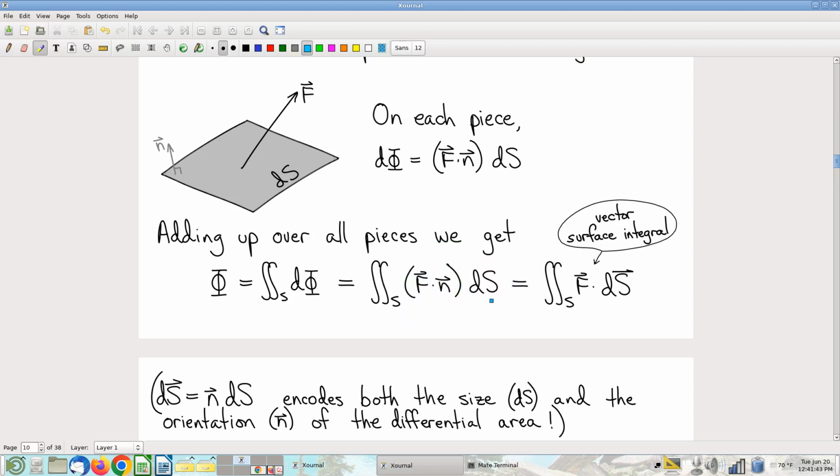Okay, so following the previous notational pattern, I'm going to group these two things, both of which are telling me about things having to do with the surface. This telling me how big is my little piece of surface. This telling me the orientation of my little piece of surface. All of that together, we're going to call the ds vector. And it's just a notational thing.